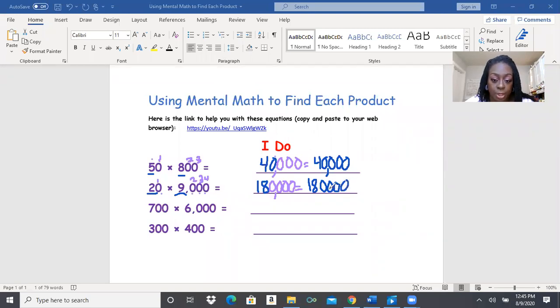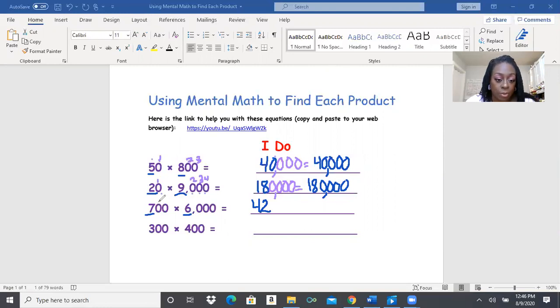So 1, 2, 3, comma in the series of 3, that's 180,000. All right, so I hope you're seeing what we're doing. All right, so here we're going to take a look. We're multiplying 6 and 7. So you have 7 times 6, and we all know that 7 times 6 is 42. So I'm going to write that 42. We're done with that. Now we have to tally up our zeros.